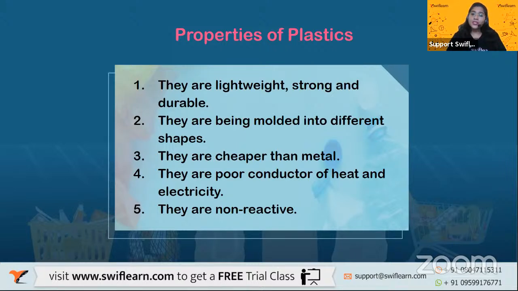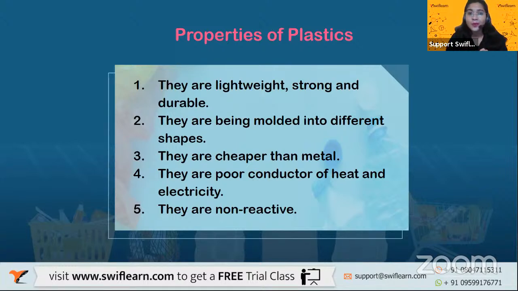They can be molded into various shapes, whatever shape we like, into the different desired shape, right? So we can mold it into different shapes. They are very cheaper than the metal, okay, very lightweight and also cheaper, so we prefer this plastic more than any other metal.